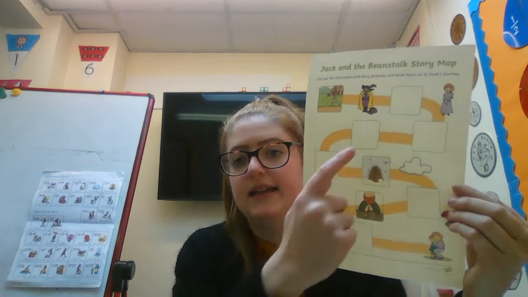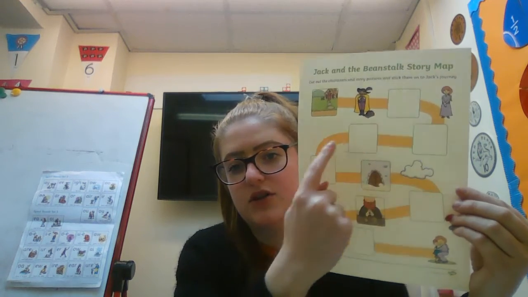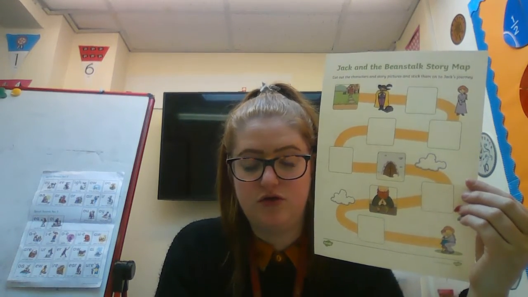So you have got this little story map here and you can see that it's in a path which goes round like that. And there are some missing pictures from the story. And on the other sheet, you have got the pictures which go on this one, but we need to put it in the right order so the story makes sense.